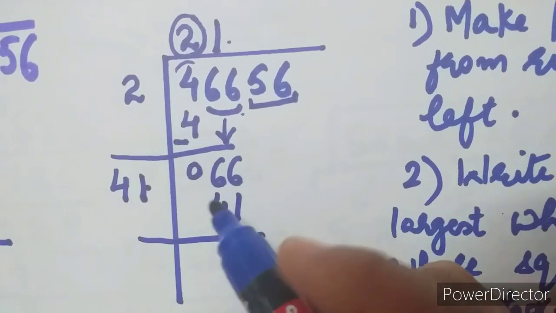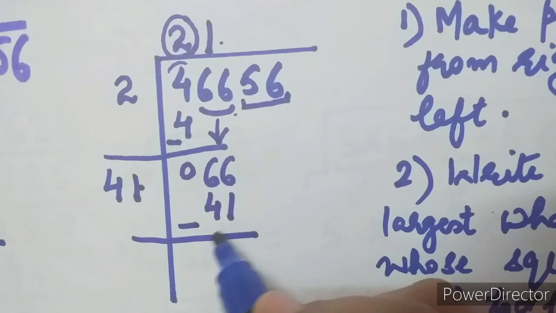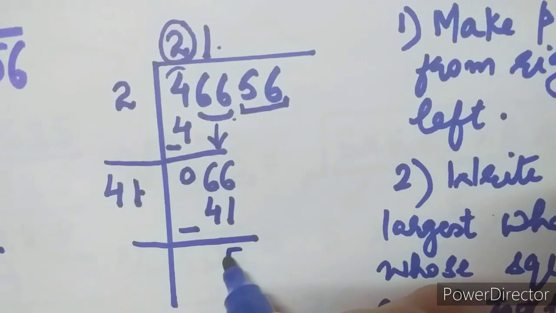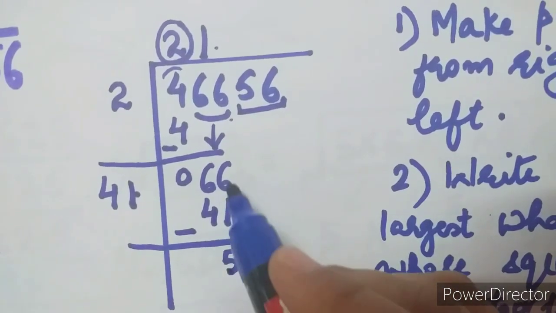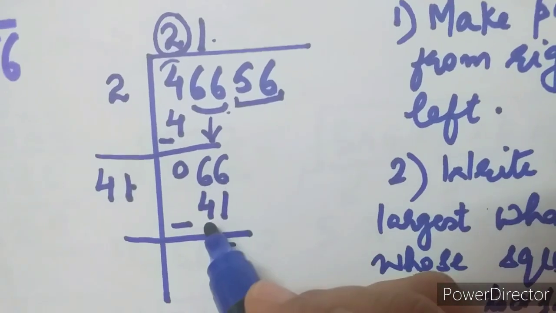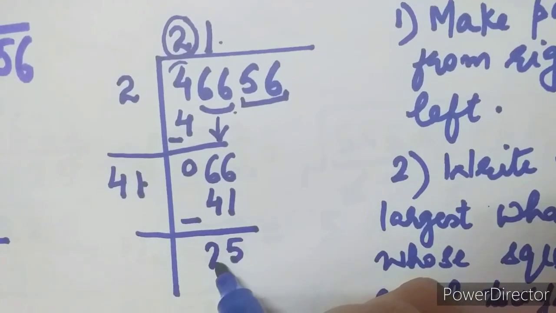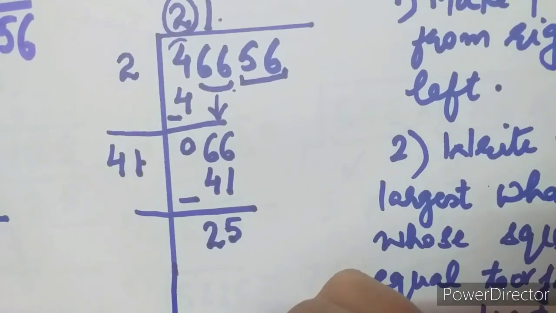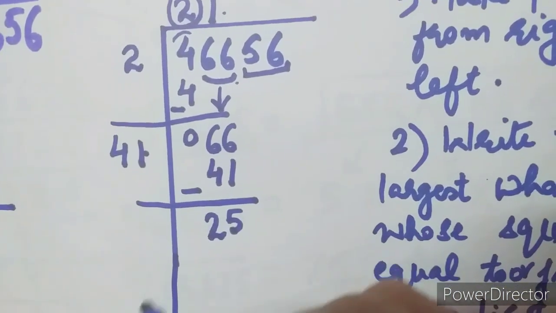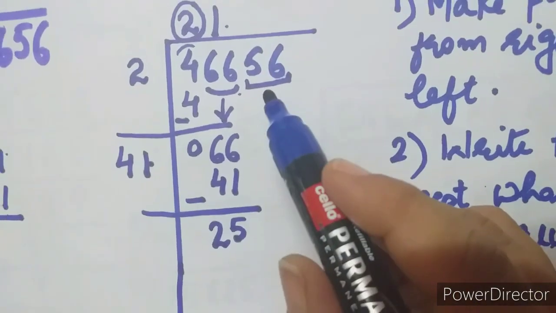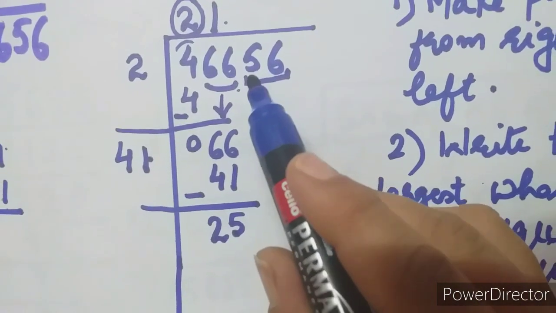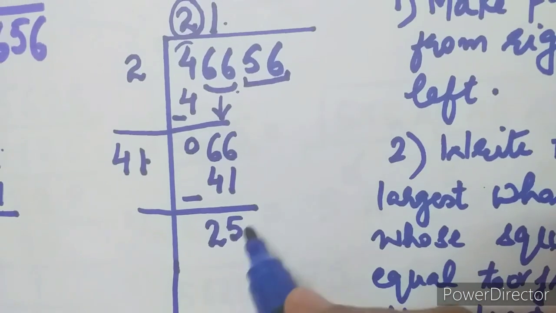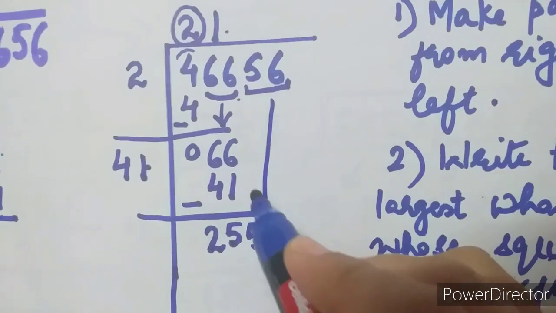So again the same process of subtraction. 6 minus 5 will give us 1, 6 minus 1 will give us 5, and 6 minus 4 will give us 2. This completes our second step of division, right? So again we need a little space. I have made it a little longer. So now next, not only to bring down one member but the full pair, I will bring down full 56 here.